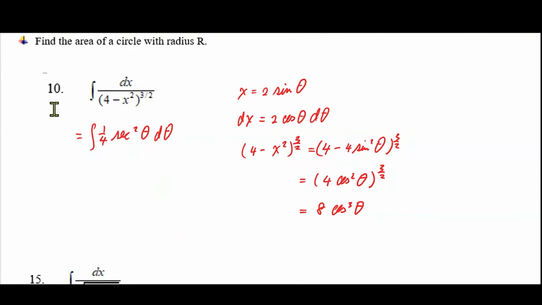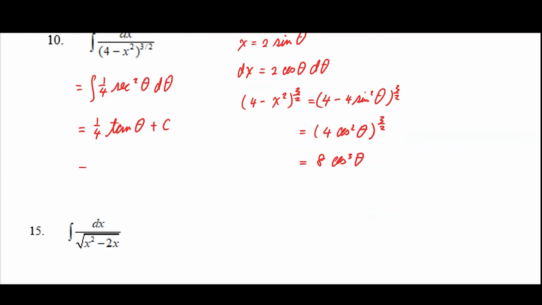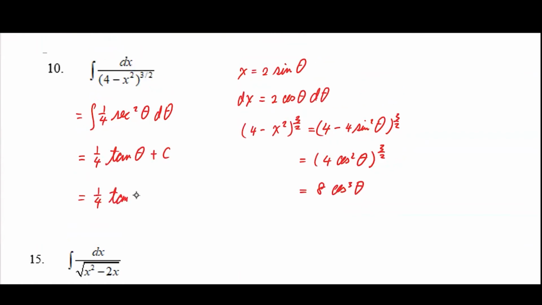Now, what is the antiderivative of secant square? That's tangent, isn't it? So this is 1/4 of tangent theta plus c. You with me now? Okay, now what we have to do is this problem from last year. This is 1/4 of tangent of theta, and theta happens to be inverse sine of x over 2, isn't it? So it becomes this problem. We don't have to write this line, but that's kind of what it is, right?